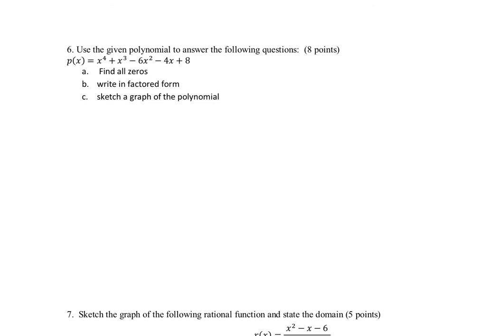Okay, question 6 is kind of a combination of a few sections. So finding the zeros and writing it in factored form is from section 3.4, 3.5, but then sketching the graph of the polynomial is from section 3.2.